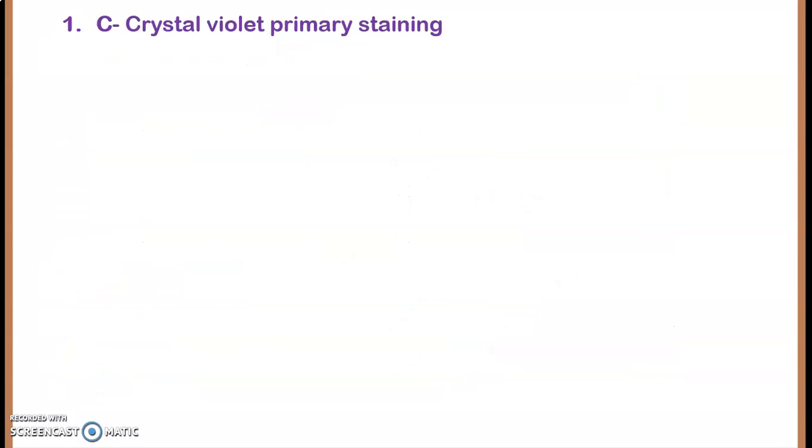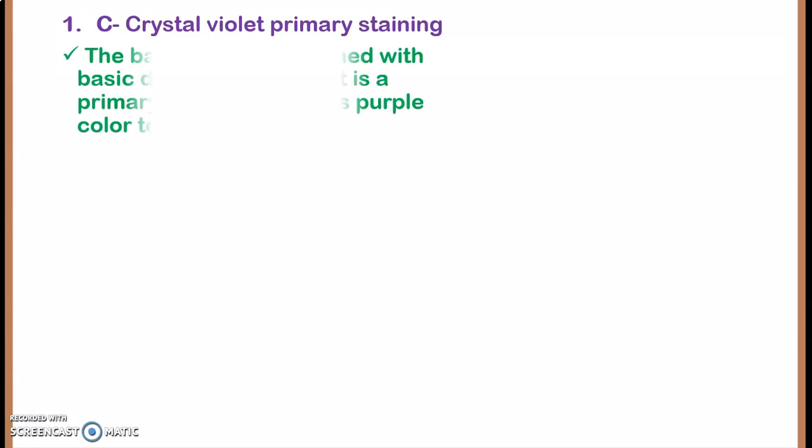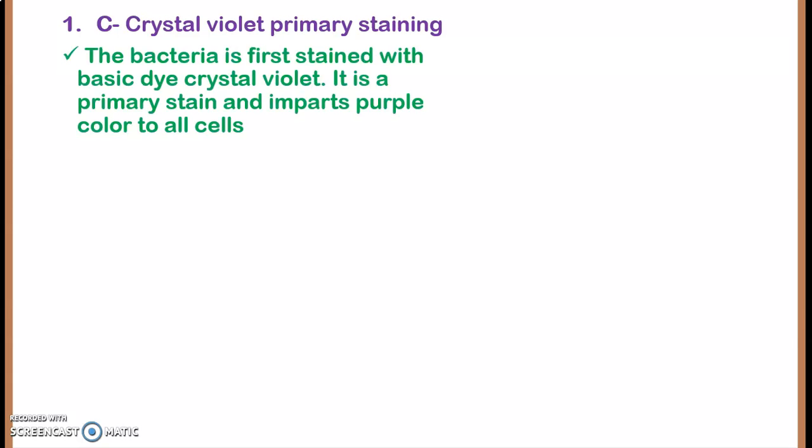The first is the crystal violet primary staining. The bacteria is first stained with the basic dye crystal violet, so it is a basic dye. It is a primary stain and imparts purple color to all the cells.